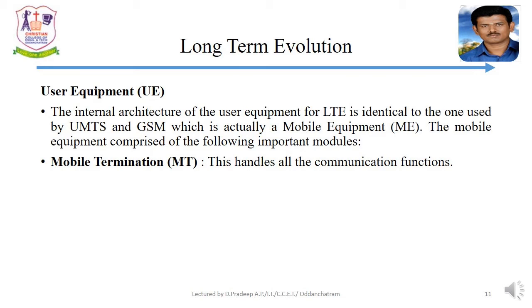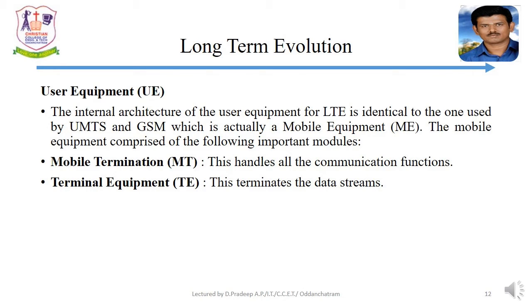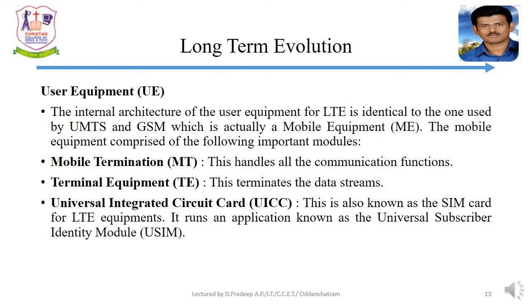The mobile equipment comprises the following important modules: mobile termination, terminal equipment, and universal integrated circuit card. Mobile termination handles all the communication functions. Terminal equipment terminates the data streams. Universal integrated circuit card is also known as the SIM card for LTE equipment.